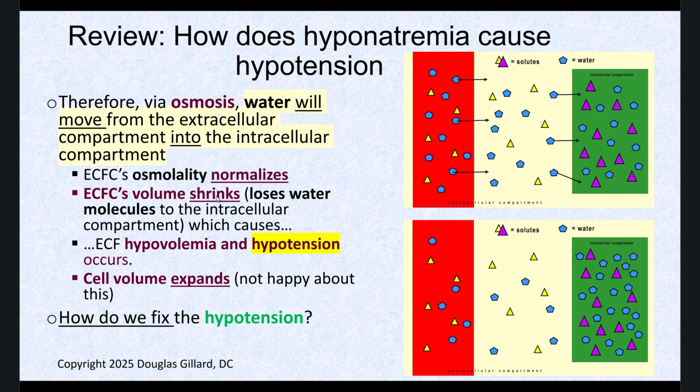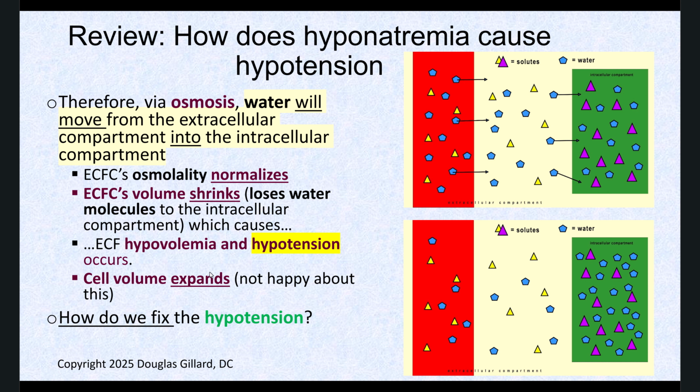Great. But same thing as last slide. The extracellular fluid compartment's volume has shrunk. Because why is the volume shrunk? The water went inside the cell. And that's going to cause our hypovolemia or hypotension.